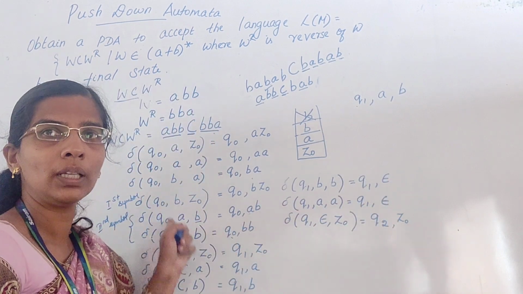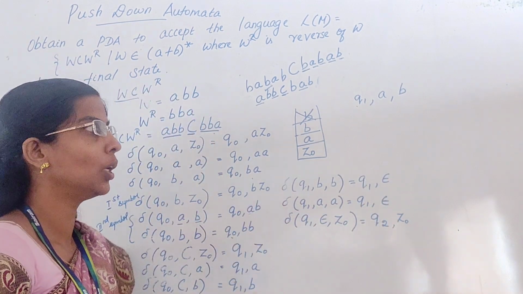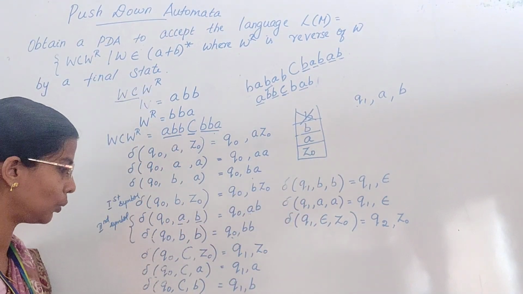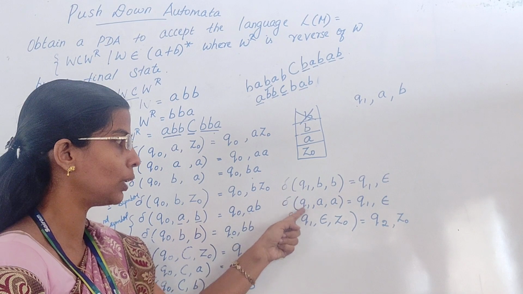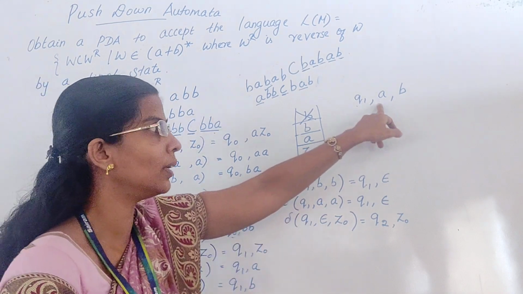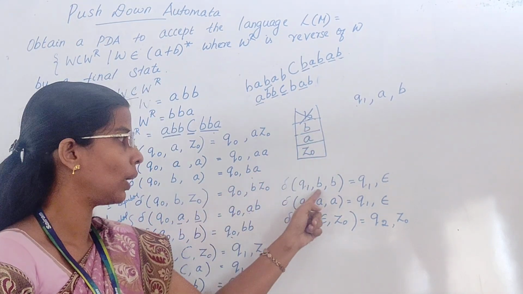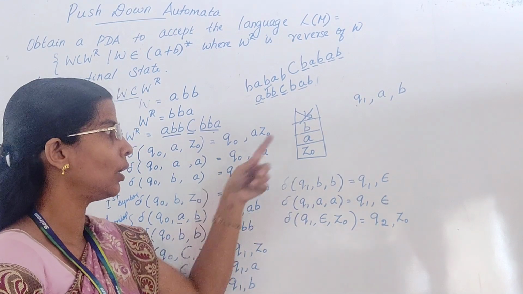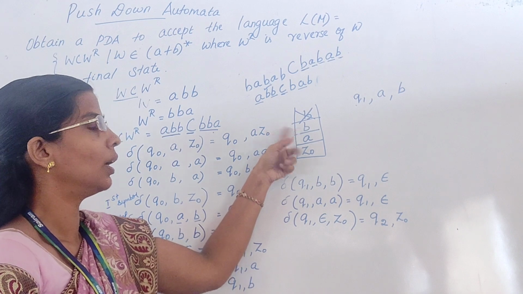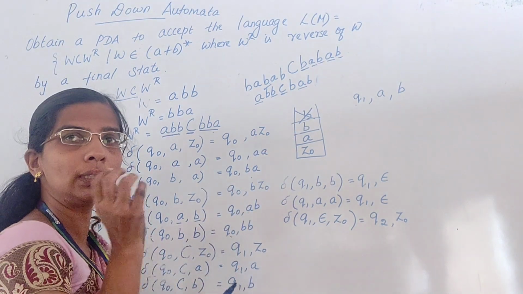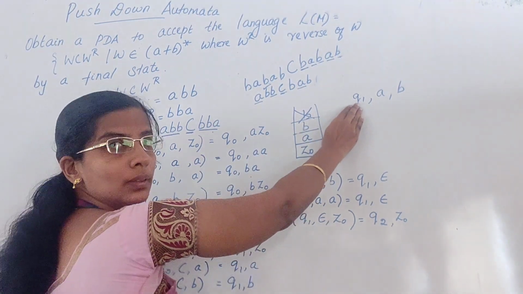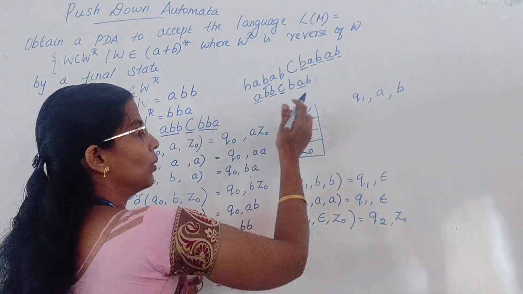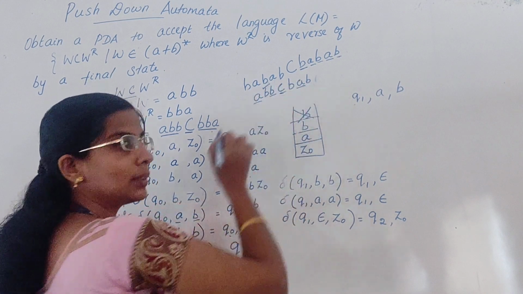Now check whether you have such a transition: Q1, A, B. Do you have it? All these are Q0 and this is Q1, Q1, Q1. I don't have anything like AB. So can I pop? No. I cannot pop. So the machine is getting stuck with this.